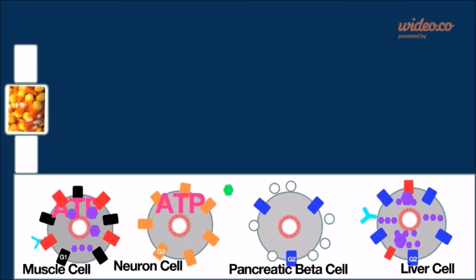As you'll notice, the liver is storing quite a lot of glycogen. The muscle cell will use what they need for ATP and store the rest. The neural cell cannot store glycogen.